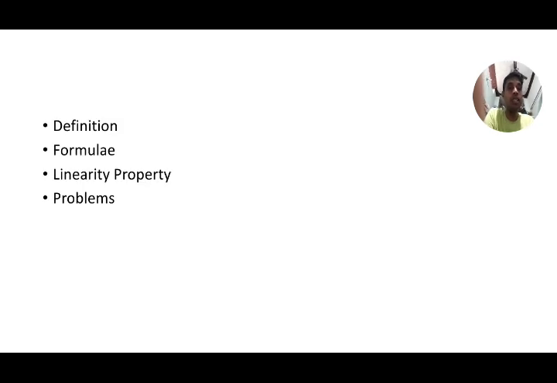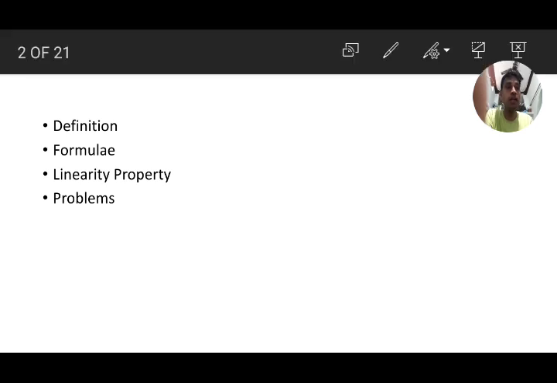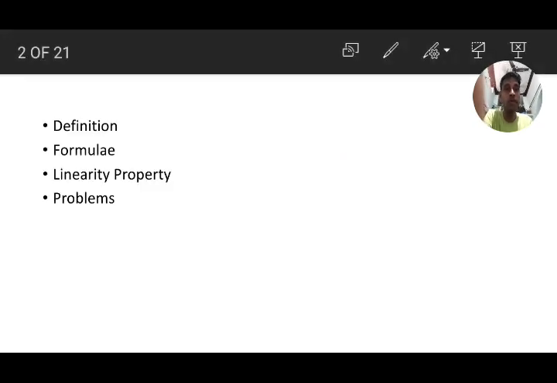In this class we will learn the definition of Laplace transform. What is the Laplace transform definition? Next, some basic formulae of some standard functions, Laplace transform basic formulae. Next, the linearity property of Laplace transforms. Then some examples. First, we will learn the definition. Next, formulae. Next, linearity property. Next, problems on this linearity property and standard basic formulas.